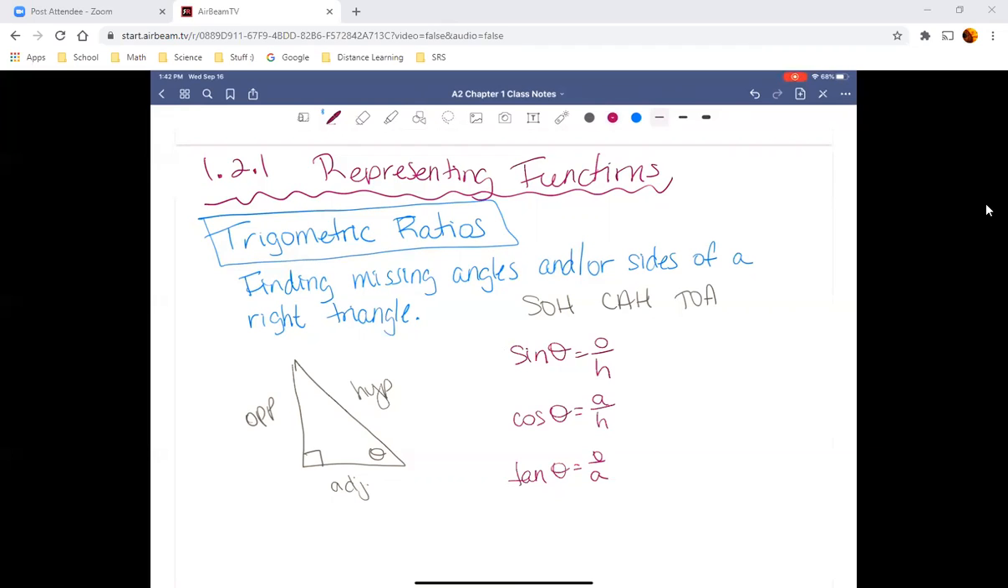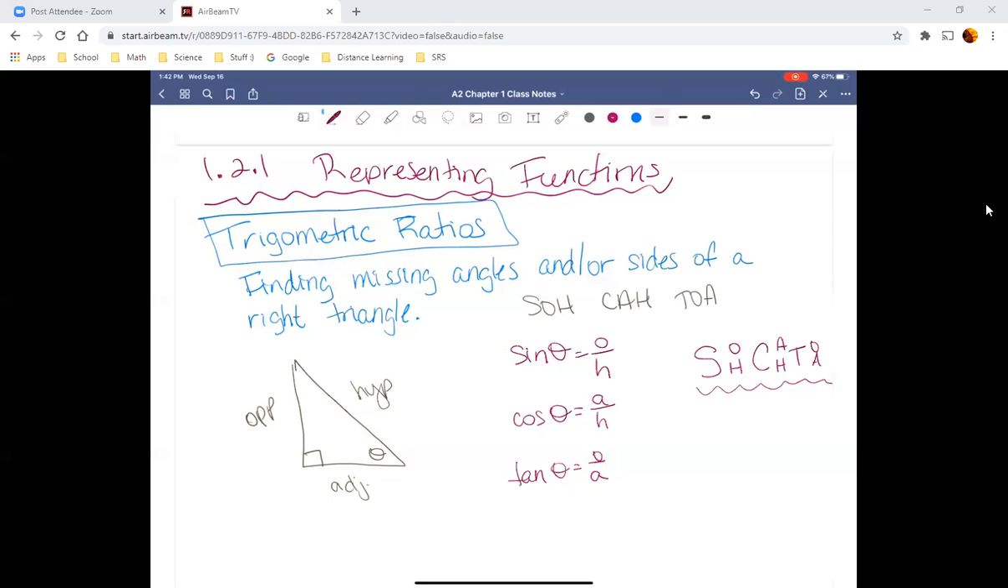Some people write Sohcahtoa. They'll actually say sine is opposite over hypotenuse, right? Cosine is adjacent over hypotenuse. And tangent is opposite over adjacent. Did you guys see it this way last year, or don't remember? Both ways, yeah, yep.